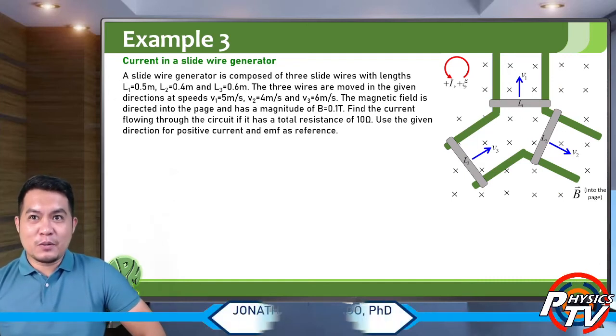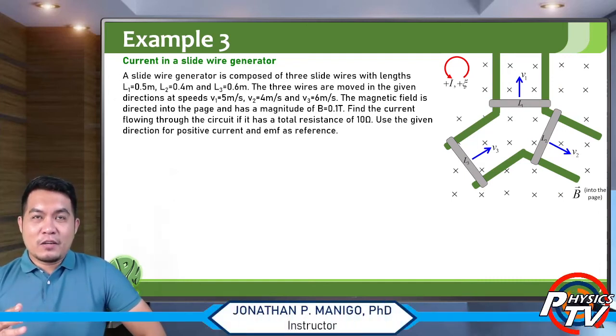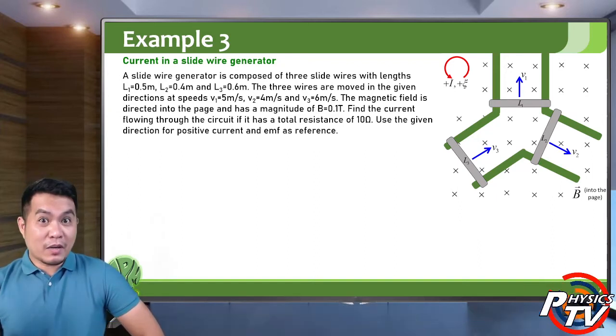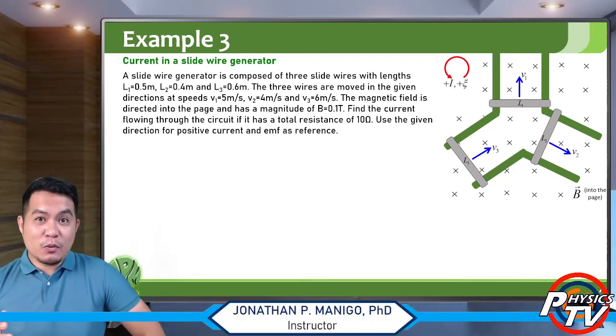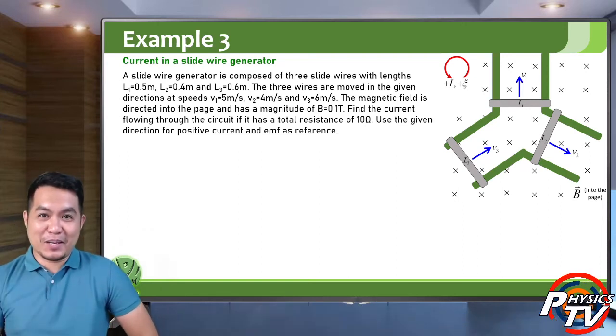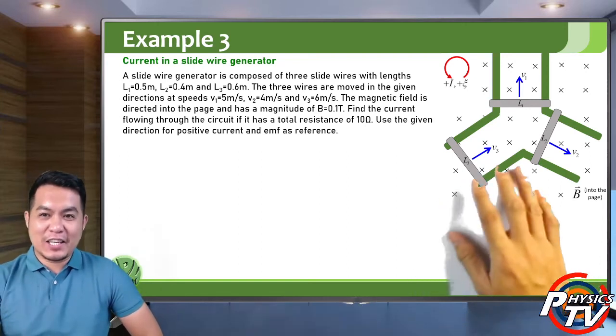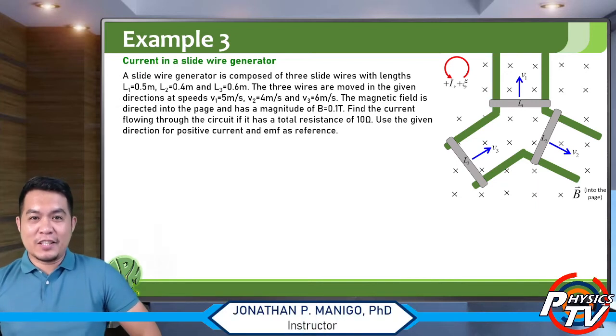You have actually seen these types of generators, such as in bump cars or in trains. They usually use slide wire generators. Rail guns. You want to research about rail guns? They basically use some kind of slide wire generator.